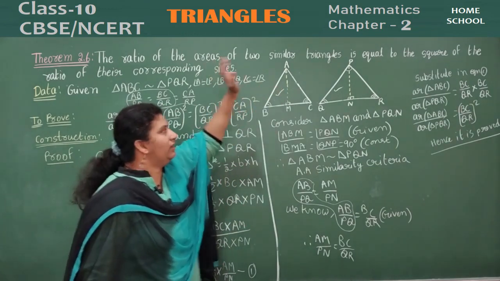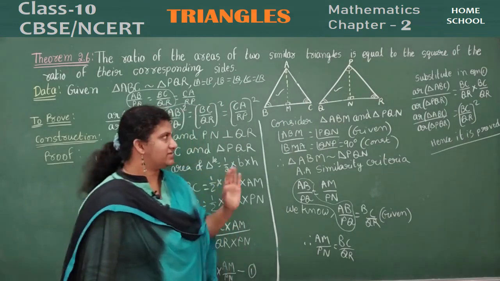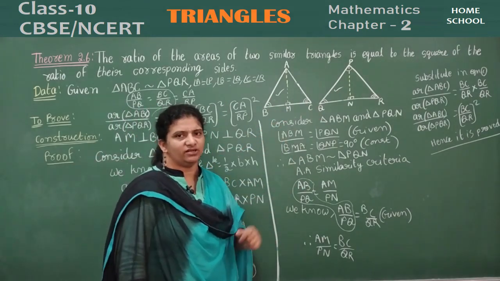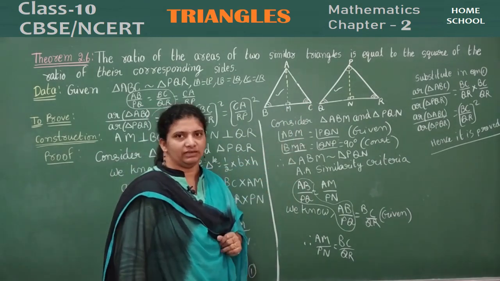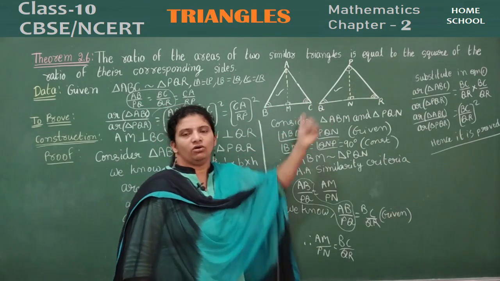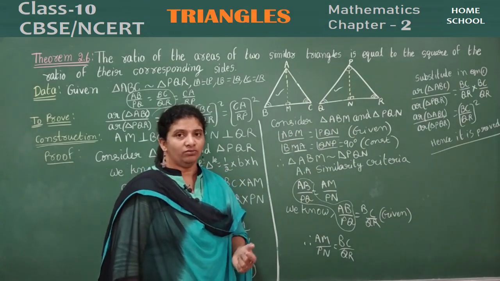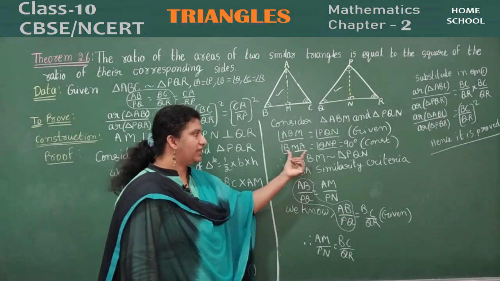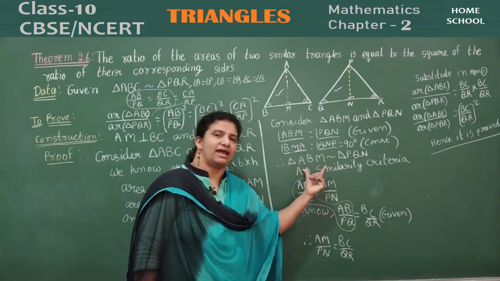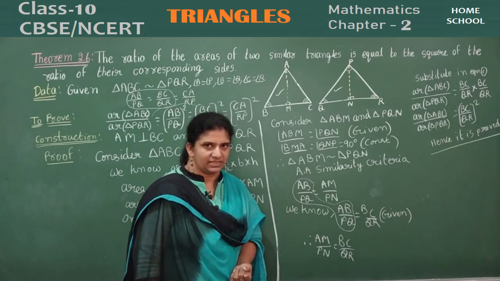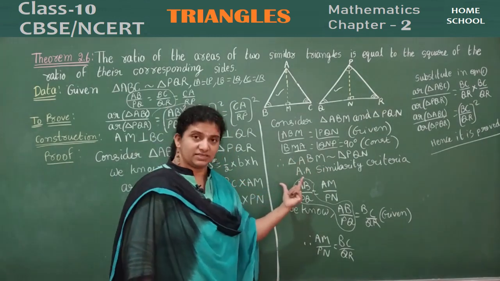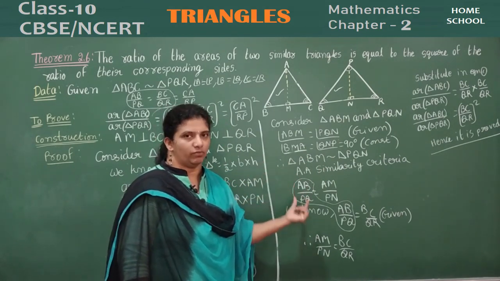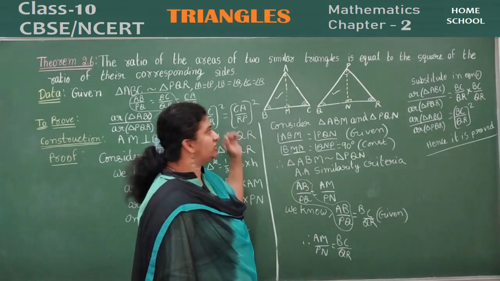Consider triangle ABM and triangle PQN. Angle M and angle N are given already by construction, we have said that those are perpendicular. Angle B is equal to angle Q. How? The two triangles are similar, so the angles are equal. Therefore, by angle-angle similarity criteria, these two triangles are similar. If they are similar, what can I say? Corresponding ratios are in proportion. Which ratios are in proportion, children?